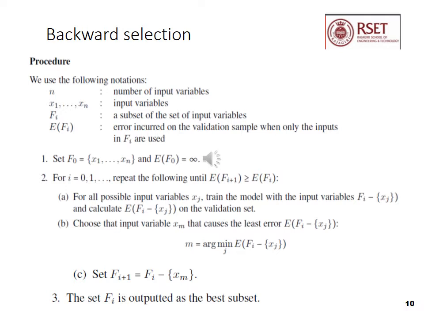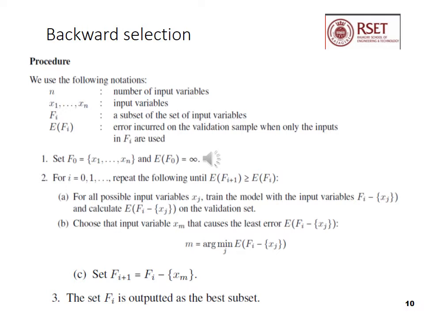We use the same notation. N is the number of input variables, x1, x2, ..., xn are the input variables, Fi is the subset of the set of input variables, that means it is a feature set, and E of Fi is the error incurred on the validation sample when only the inputs in Fi are used. Earlier we started with the initial feature set as null, but here it is the full set of features. That is why here it is written as x1 up to xn. And the starting error is infinity as in the previous case.